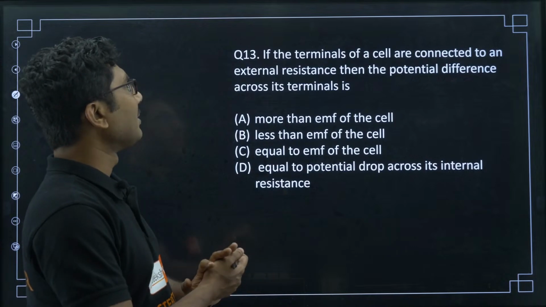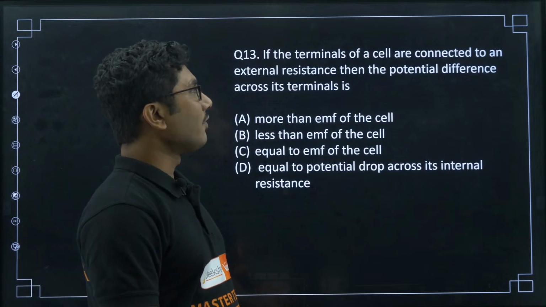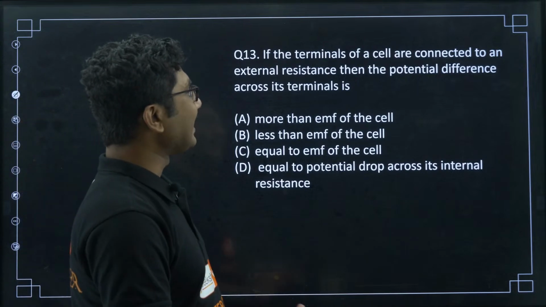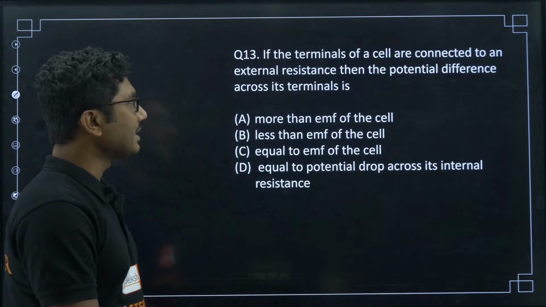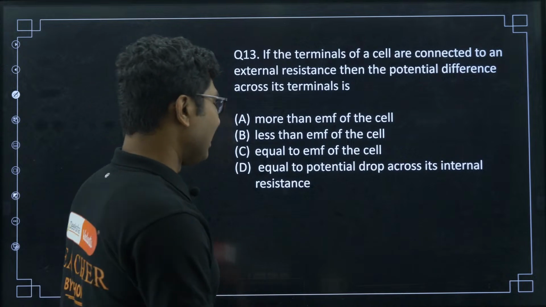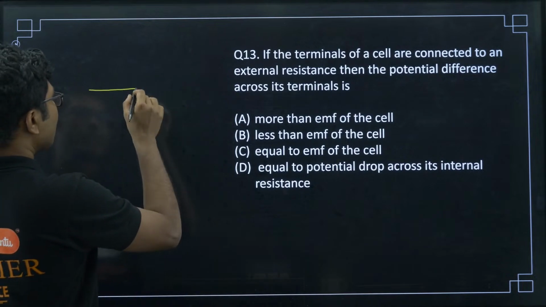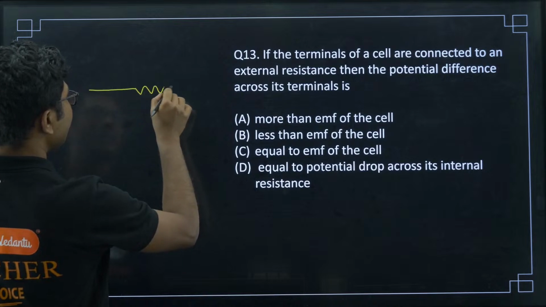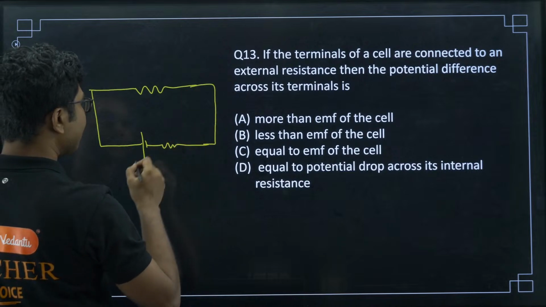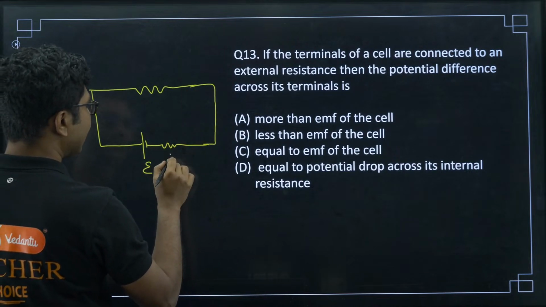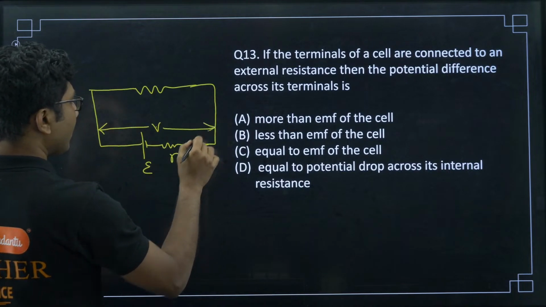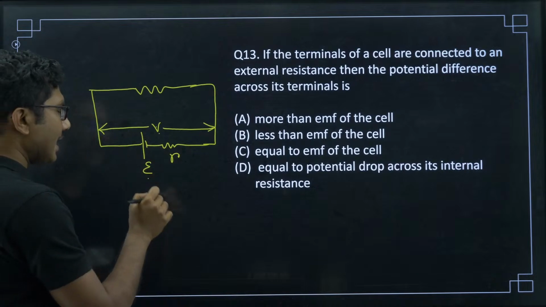Now question number 13. If the terminals of a cell are connected to an external resistance, then the potential difference across the terminals is... This is an understanding based question. So we have a resistance, we have a cell. Cell means it will obviously have an internal resistance. Now the terminal voltage, what is the relationship between this V and epsilon?